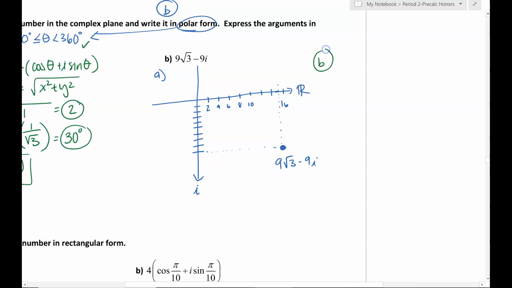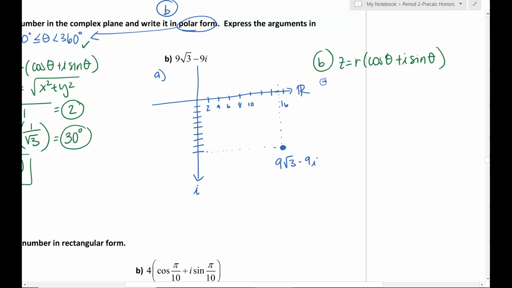If you don't have enough space, try to squeeze that in. Similarly, the polar form is z equals radius times cosine of theta plus i times sine of theta, and we have to follow the restriction of radius and theta. They both have to be positive.